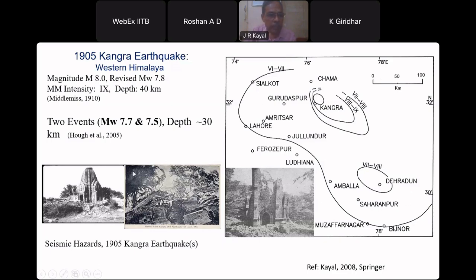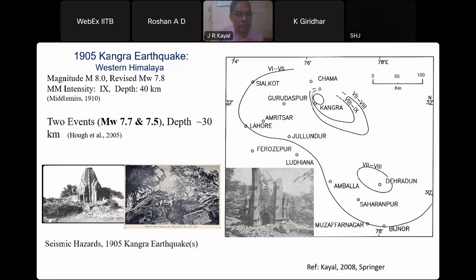It was thought that it had caused another high intensity zone, but recently Hough has found that there are two events, one of magnitude 7.7 and one of 7.5 within minutes, one below Kangra and one below Dehradun, and the average depth was of the order of 30 kilometers. Because till that time we had no good network in our country, these debates are still there. It is mostly accepted that there are two earthquakes at a depth of 30 kilometers.